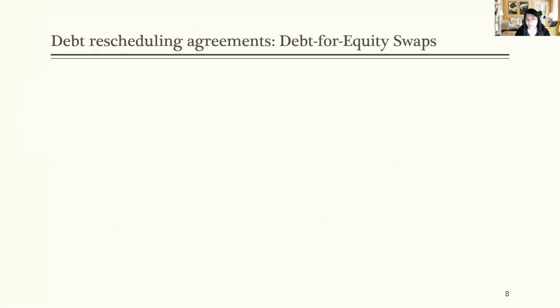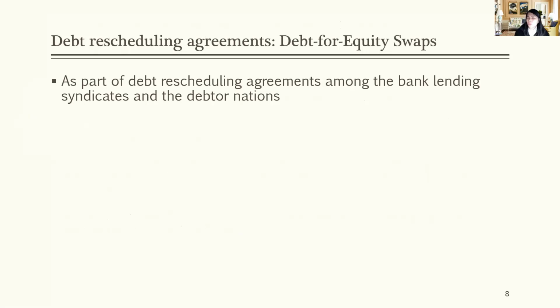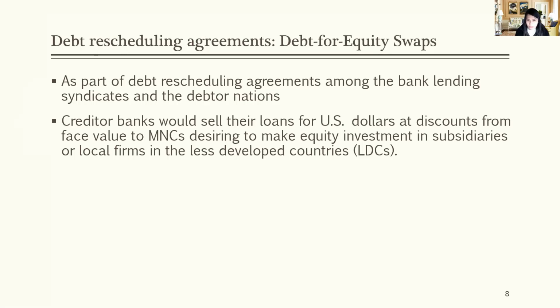So after the crisis, people were trying to find different solutions to solve the problem, because nobody wanted to lose 100% on their debt investment, right? So one of the solutions for the problem was a structure called a debt for equity swap. So in this case, you agree to restructure the debt between the banks and the debtor nations. So you're going to introduce a third party, being a multinational company that wants to invest in the debtor country, right?